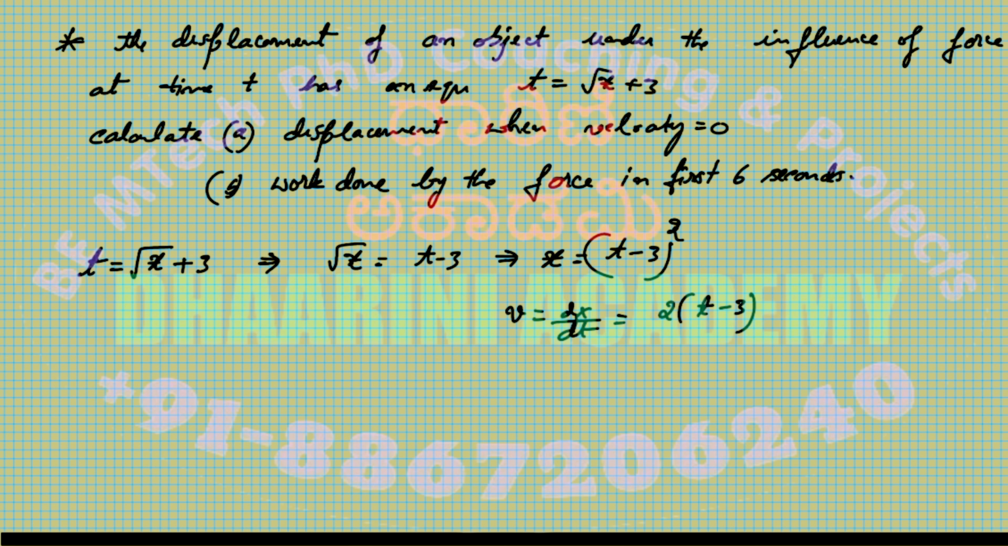Okay, so find the value of x when t equal to 3 is the question. So they said that x is equal to (t minus 3) the whole square. So put 3 over there. So this is (3 minus 3) whole square, so this is equal to 0, right? When velocity is 0, even the displacement is equal to 0. That is the answer to the first part of the question.